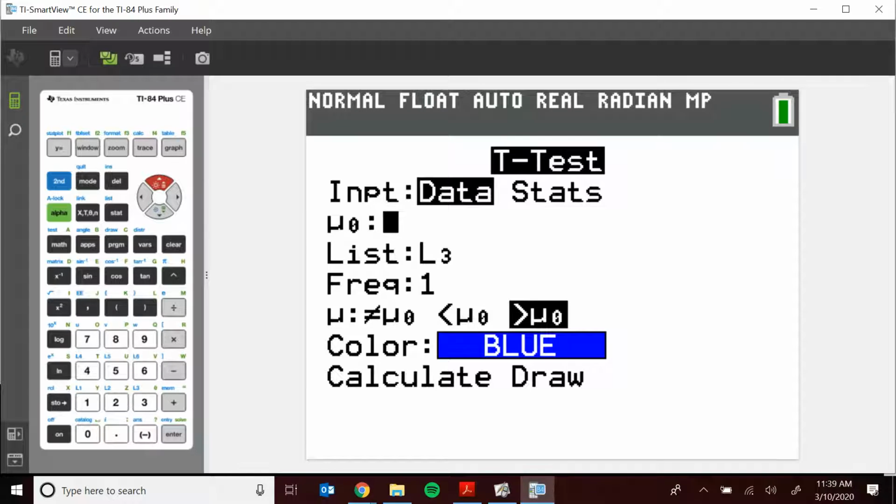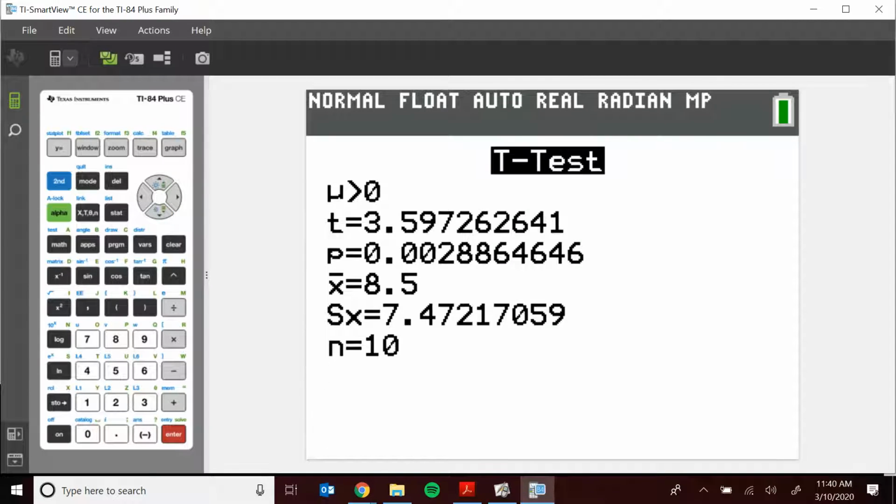Okay, now, what were we checking to see if it has improved? So our alternative was about being greater than 0. So there's your HA. Your alternative was greater than 0, so that's why I clicked that. And now I'm going to calculate, and there's where I get my values. My t-score, so you want to write down the t-score, is 3.597 or 3.6.